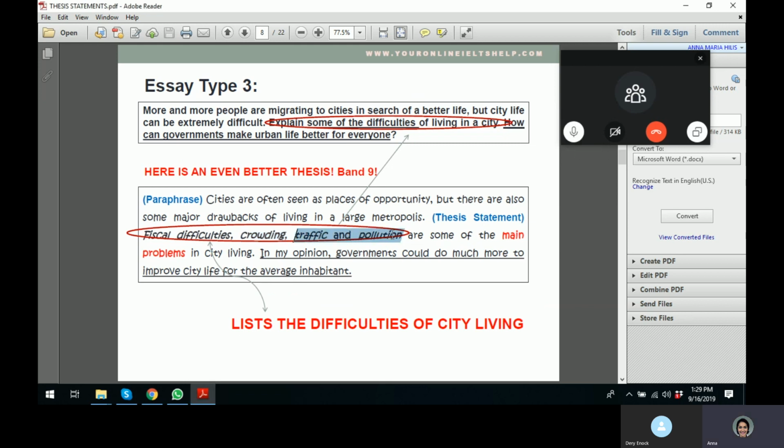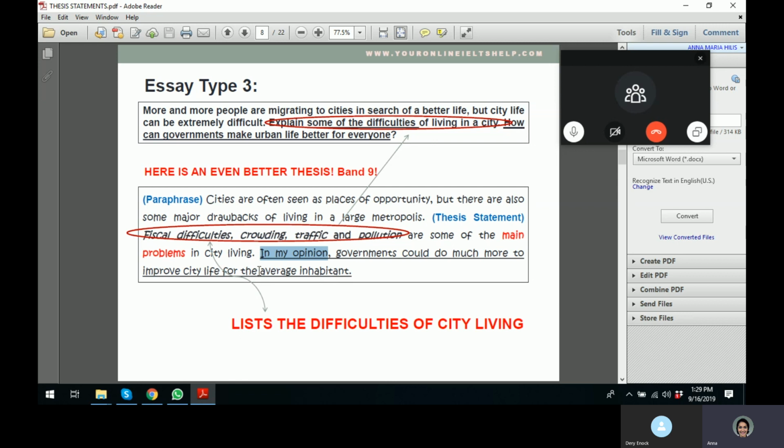Okay. How about traffic and pollution? So these are actually common difficulties in a country, right? And notice I highlighted main problems in the city. So when you write your introduction, I want you to copy some of the words in my examples, like main problems, okay, in my opinion, and so on. Okay, and take note, opinion is here. In my opinion, governments could do much more to improve city life for the average inhabitant.